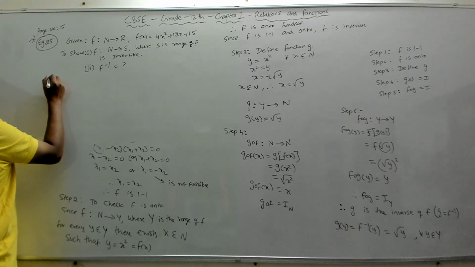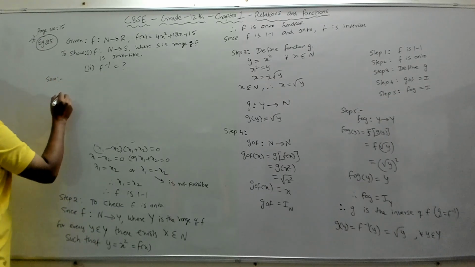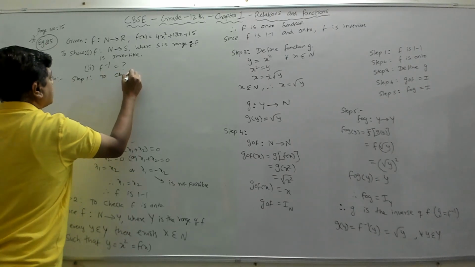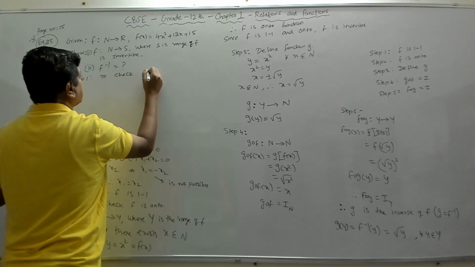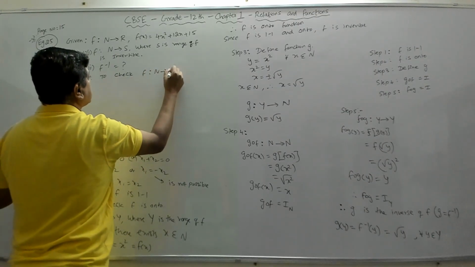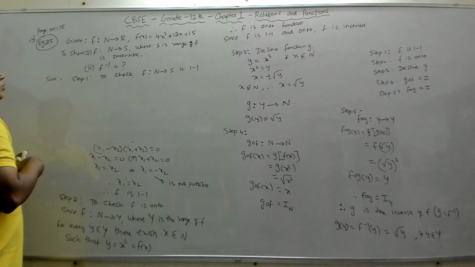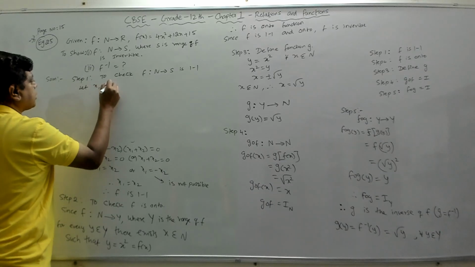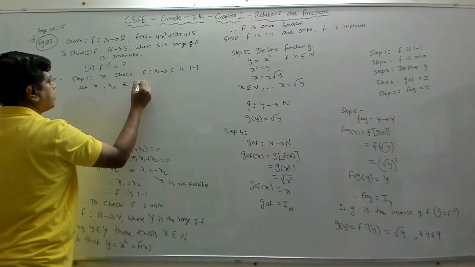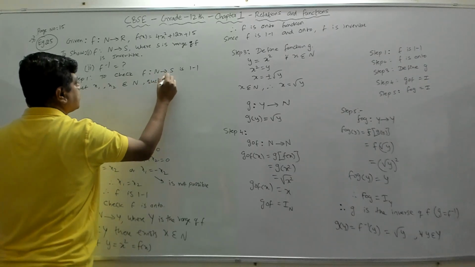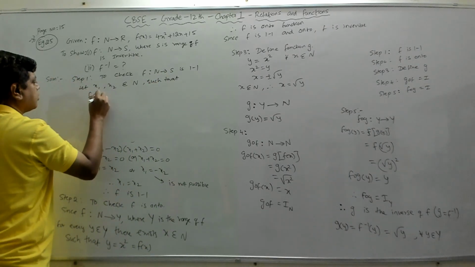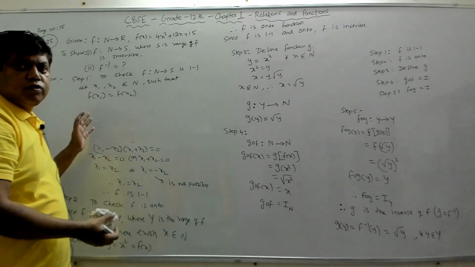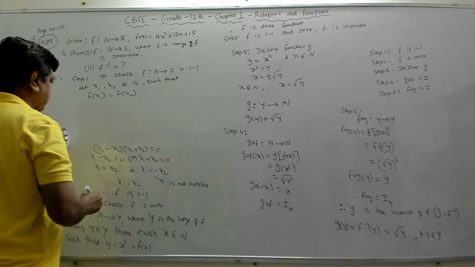So solution. Again we have to take step 1 to check the function f which is from N to S is 1 to 1. Right? 1 to 1 function. Now how do we prove that? So we'll say let x1, x2 belong to this set N such that f of x1 equal to f of x2. Now we should prove that x1 equal to x2. Once we prove x1 equal to x2, f becomes 1 to 1.